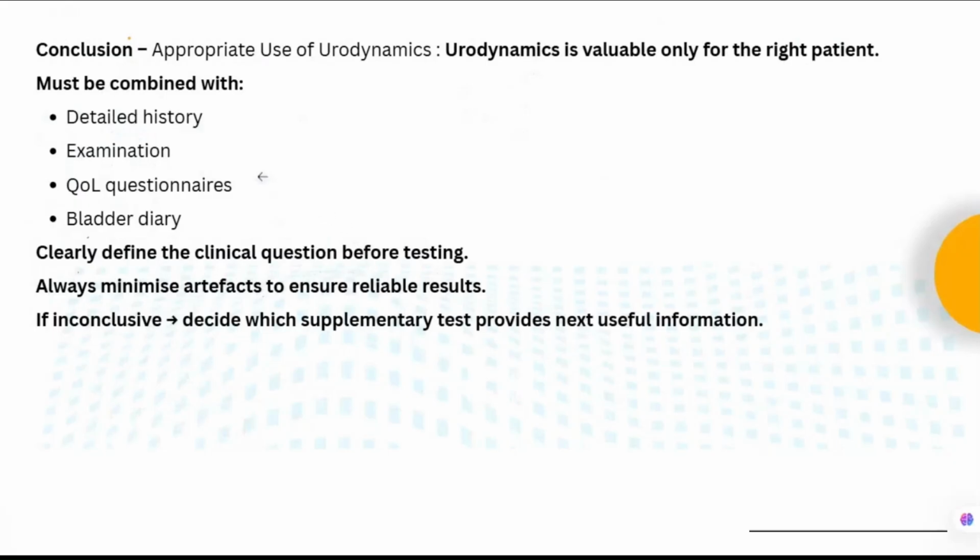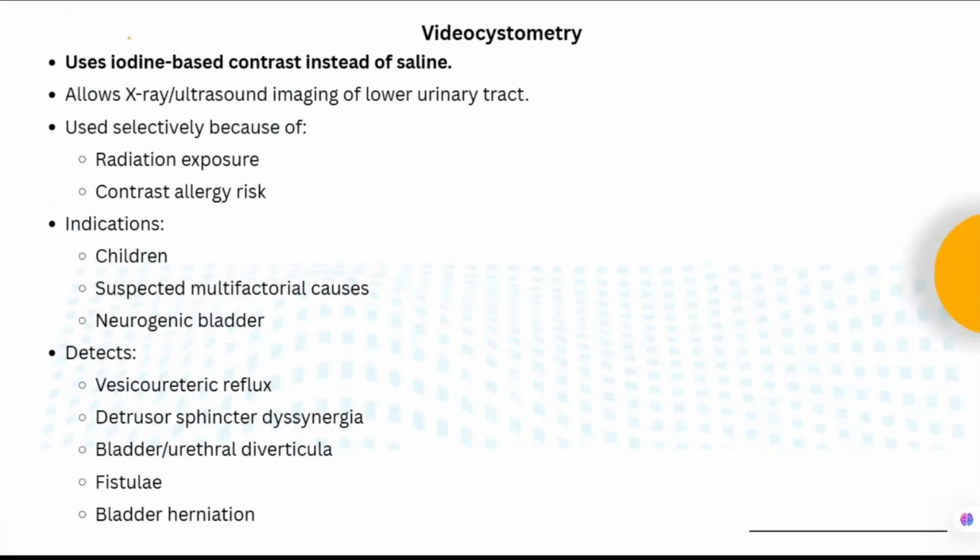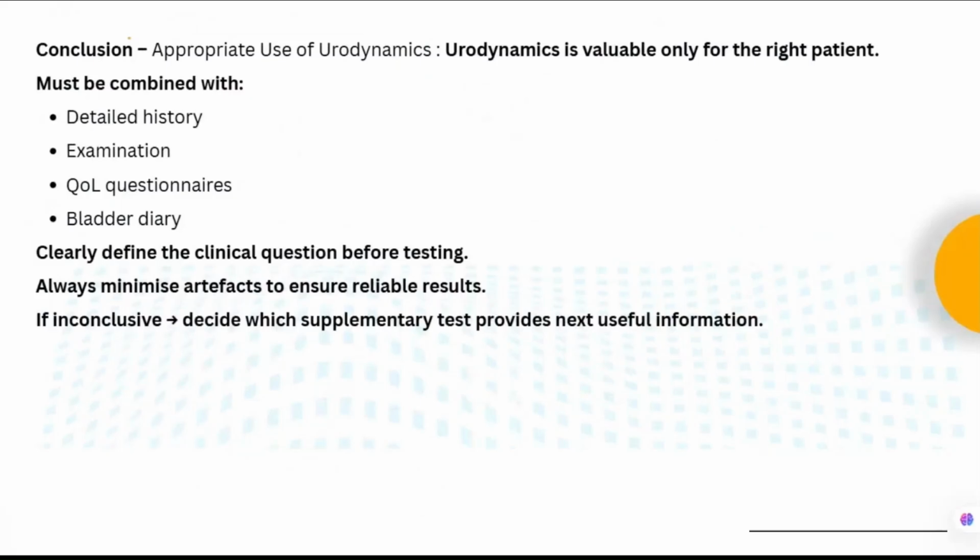If your urodynamics is inconclusive, we might have to go for a supplementary test, which we have seen. It may be the pad test, it may be video cystometry, it may be urethral pressure profilometry, UPP, or it may be ambulatory urodynamics. So these are the additional tests.